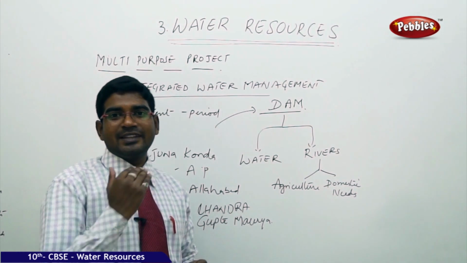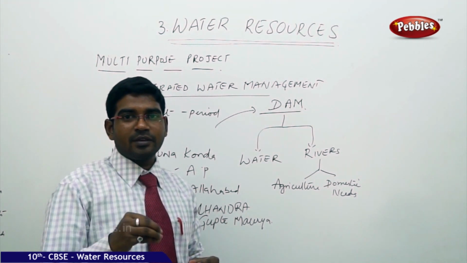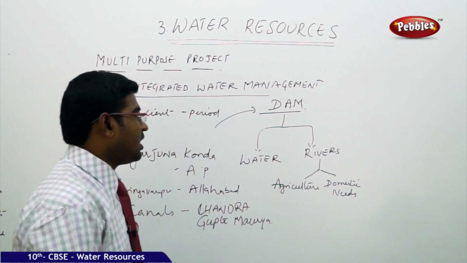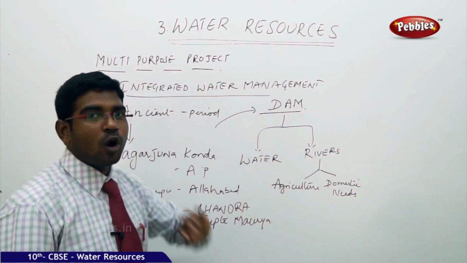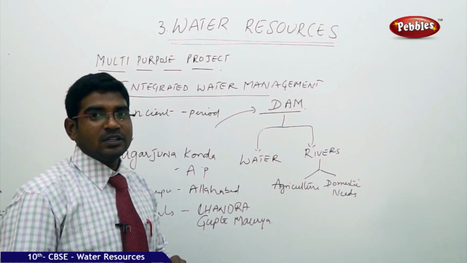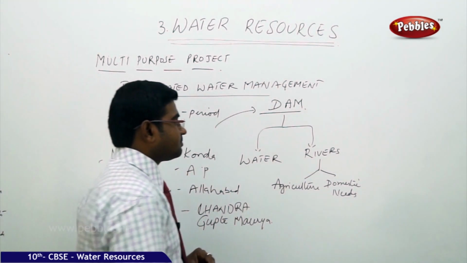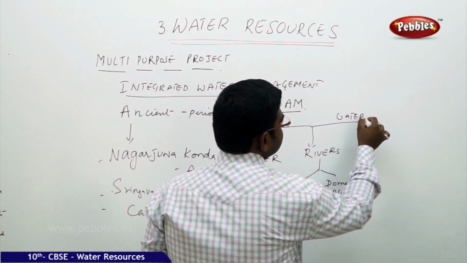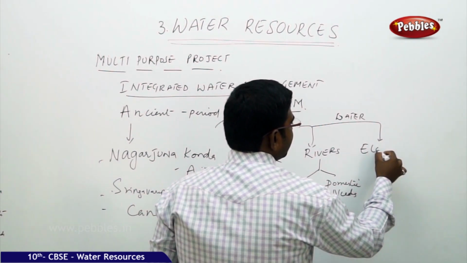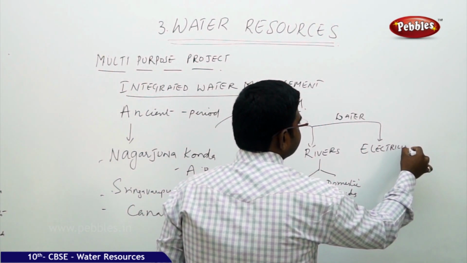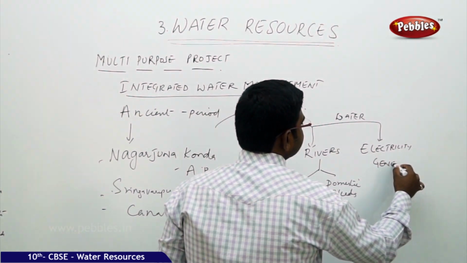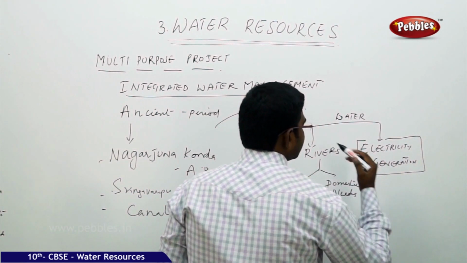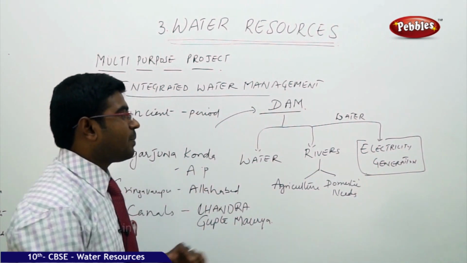The purpose is, in the ancient period or in the early 19th centuries, before independence, we are just using dams to store water. But today, we are using dams especially for various purposes. First one, we are using the dams to store water, to preserve water. Second one, we are using the stored water in dams to supply water for electricity generation. This electricity generation can be done through hydro power plants.